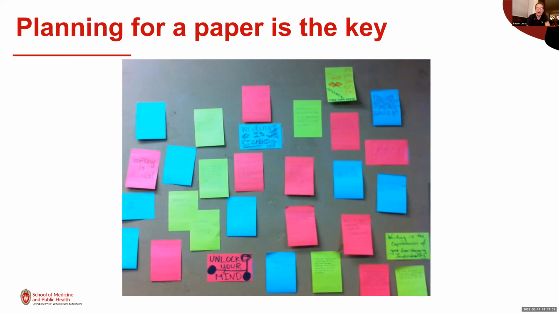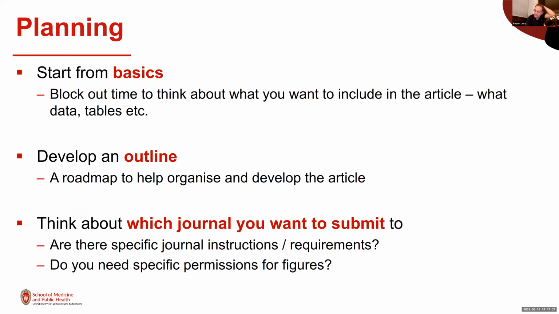And it's not just like you sit down and start writing. Usually it doesn't work that way. So usually it's good to start from the basics. So it's good to block out time to think about what to include in the article, what the tables are, what the data is that you have, and develop an outline. It's really important that you have a clear direction where you want to go. But also very important is to know, even when you write an article, to which journal you want to submit.